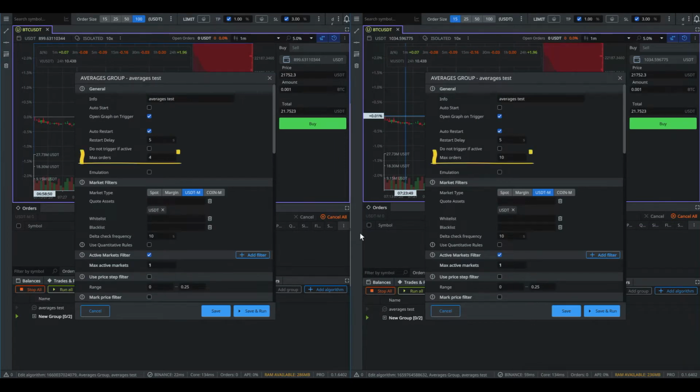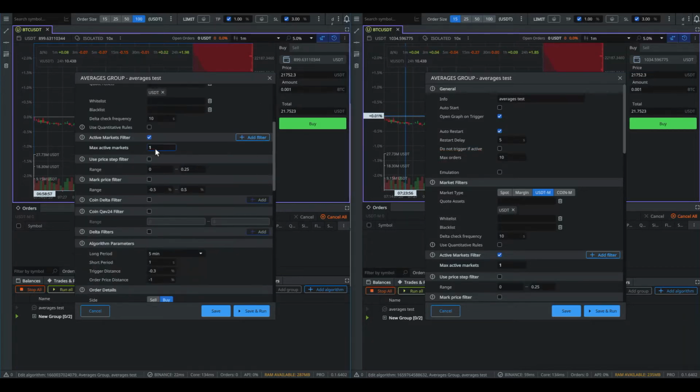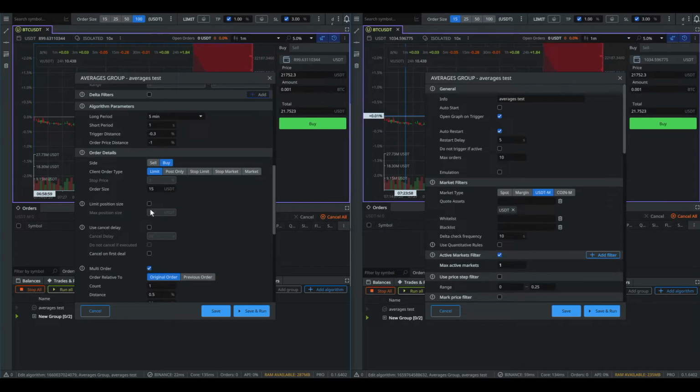Max orders limits the number of orders on the market for a particular algorithm. It should be used in cases where you have disabled do not trigger effective, limit position size, or when using a multi-order.